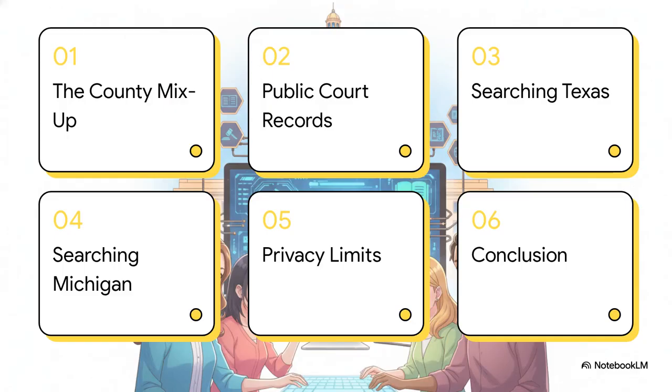Here is our roadmap for today. We just covered the Midland County mix-up. Next up, we'll quickly define public court records, then jump into step-by-step searches for both Texas and Michigan, and finally wrap the whole thing up with troubleshooting, privacy limits, and a legal disclaimer. So whether your case is in Texas or Michigan, your specific instructions are coming right up.